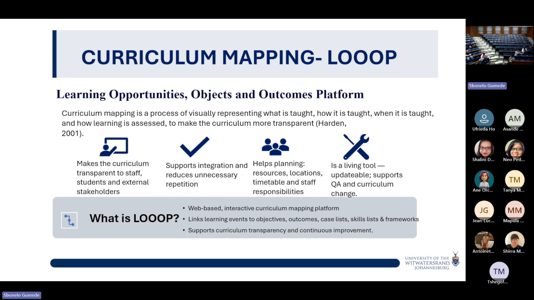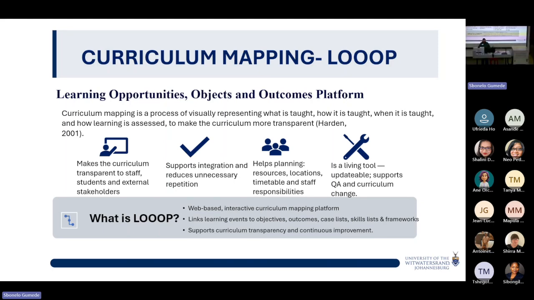So what do we use for our curriculum mapping? We use a platform called Loop. This stands for Learning Opportunities, Objectives, and Outcomes Platform. This is a web-based platform that maps and aligns curricula in real time.